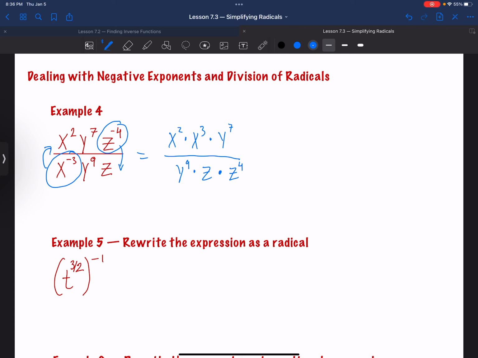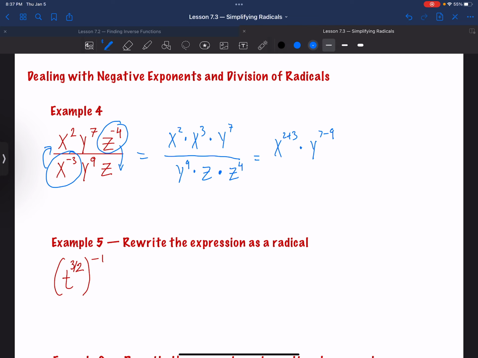At this point, just use your rules of multiplying the same bases and dividing the same bases. This is going to be x to the 2 plus 3 times y to the 7 minus 9. Notice because we're dividing, y to the 7 over y to the 9 is going to be 1 over y squared, because you're looking at the difference. There's 7 on top, 9 on bottom, 7 of those cancel out, and I've got 2 y's on bottom.